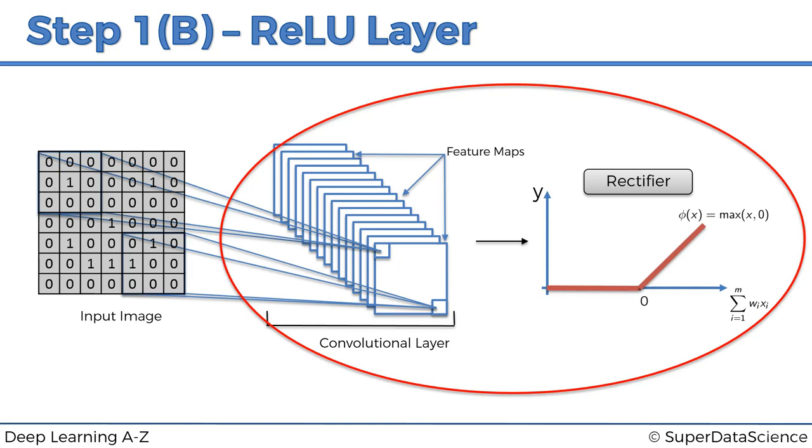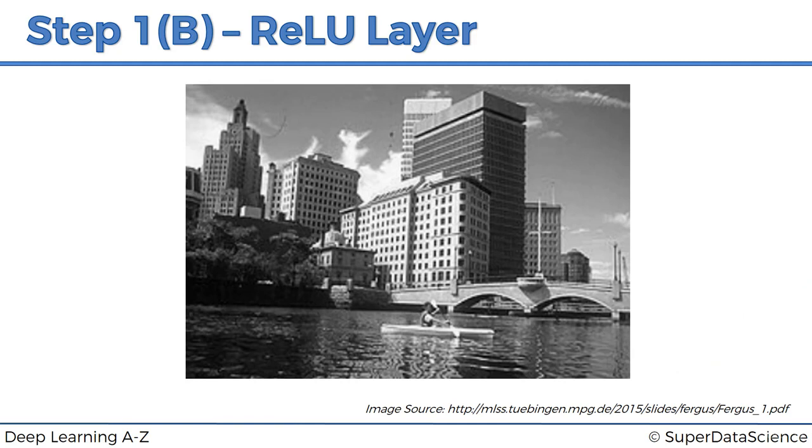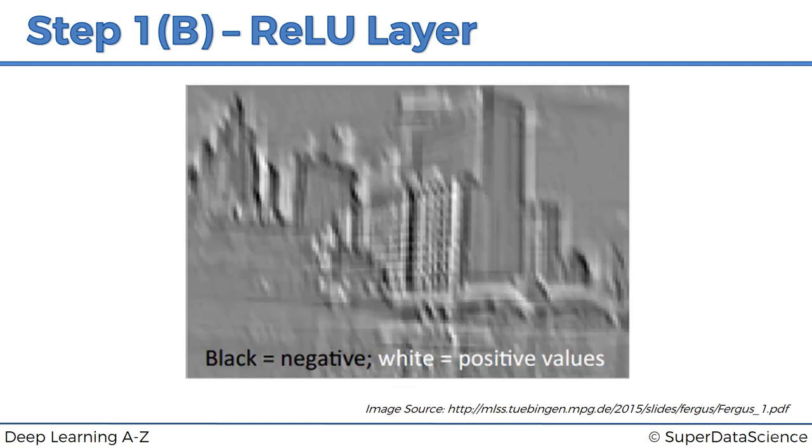So let's have a look at an example. Here is an original image. Now, when we apply a feature detector to this image, we get something like this. You can see here that black is negative, white is positive values. When you apply a feature detector to a proper image, which has not just zeros and ones, but lots of different values, and as we saw previously, feature detectors can have negative values in themselves, sometimes you'll get negative values. Here, the black ones are negative, white ones are positive.